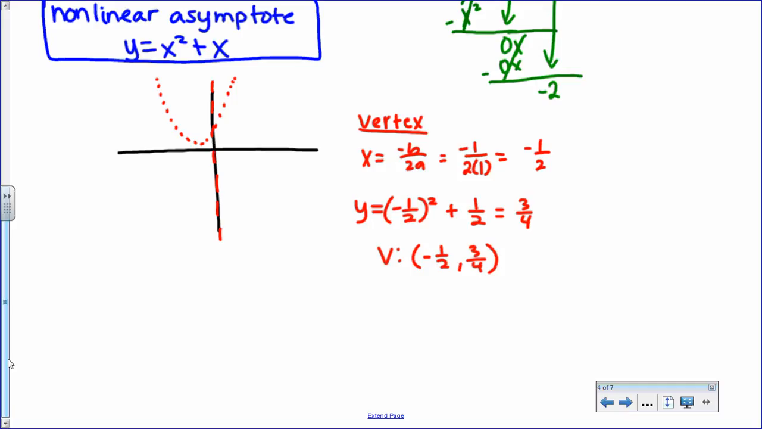So if you're doing this on a problem where you're graphing the whole thing, we're not just trying to find the equation of the asymptote, your graph would need to be accurate. All right, you should find where that vertex is and have this graph accurately.